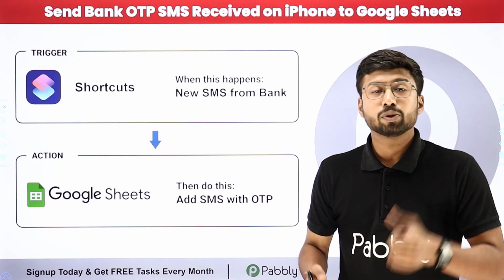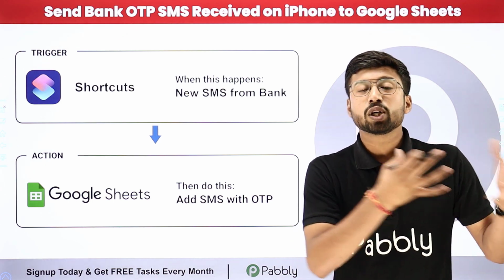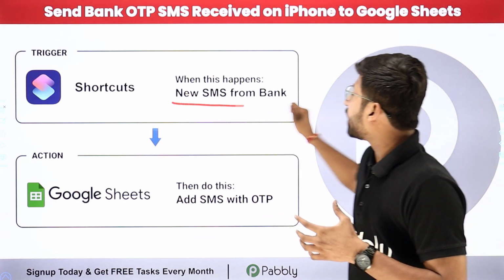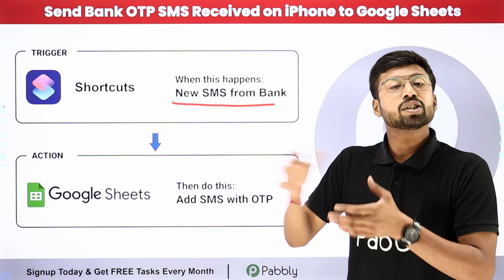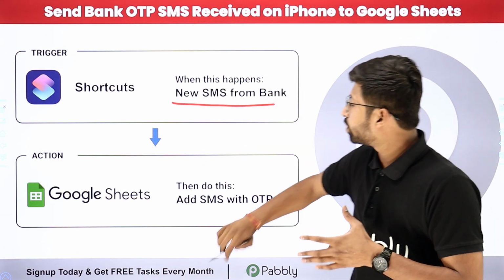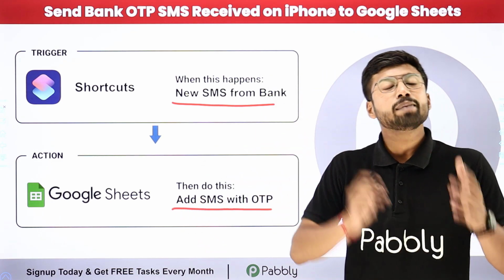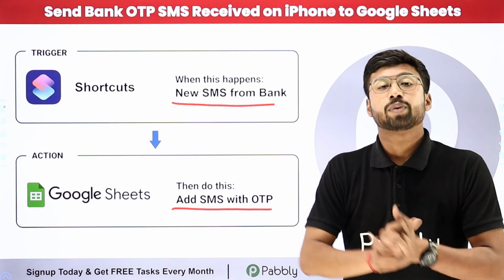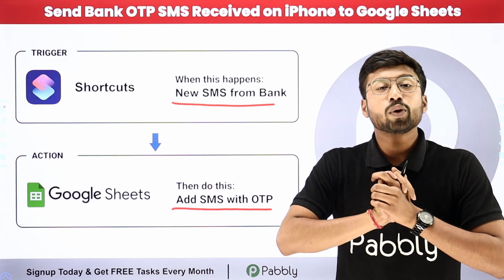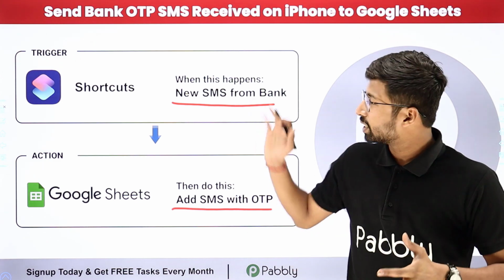And after setting up this automation, whenever you receive a new OTP from your bank, the same OTP SMS will be sent to Pabbly Connect, and using Pabbly Connect, the same OTP SMS will be added in your Google Sheet. And your team member can get that OTP from that Google spreadsheet which you have shared with them. And you can eliminate the complete manual process in this.